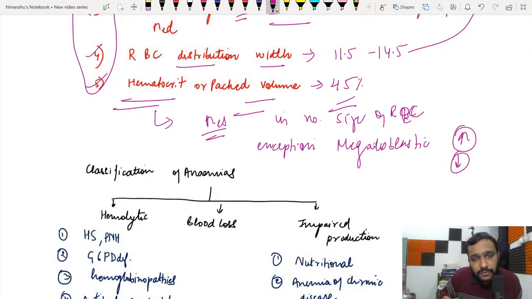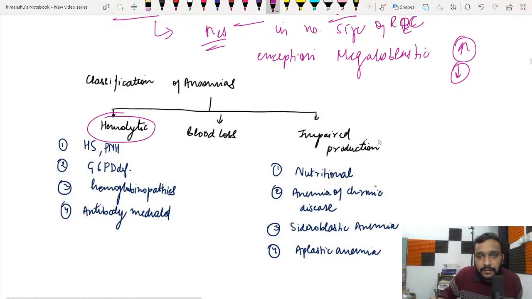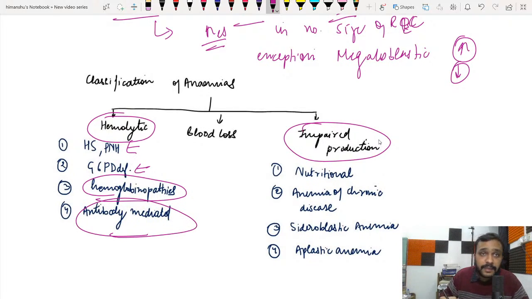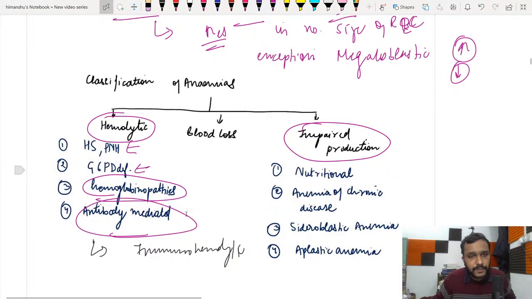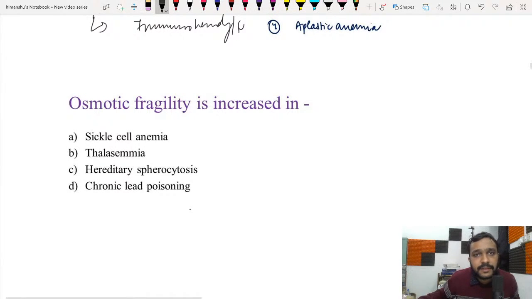Coming to the classification of anemias, these can be hemolytic anemias or anemias due to impaired production. In hemolytic anemias, we have causes due to enzyme deficiency such as G6PD deficiency, due to membrane defects, due to hemoglobinopathies, and they can be antibody mediated as well. In antibody mediated, we have immunohemolytic anemia.